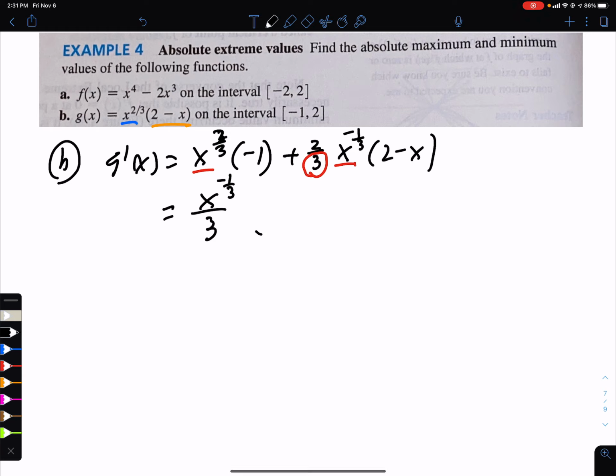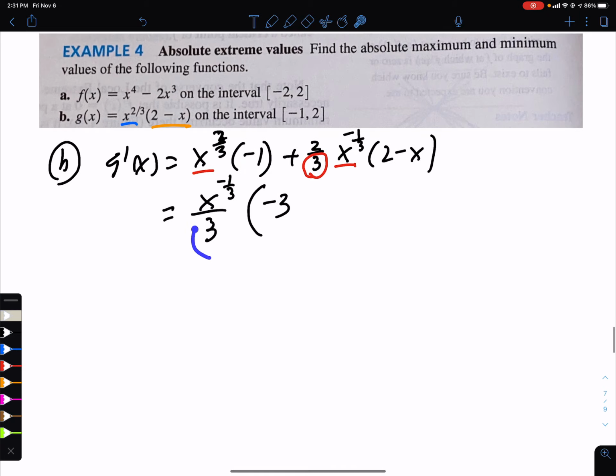And then what's left? So I still have the negative, but I'm going to have a negative 3. And why? Because this and that have to get me a 1. So 1/3 times negative 3, that gives me a negative 1. And then x, I claim as the first power. Why? Because when you multiply these two, you have to add the exponents. Negative 1/3 plus 1 gets you 2/3. So it's going to be 1.